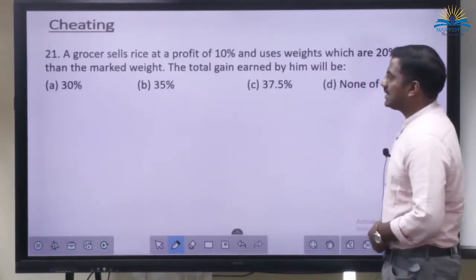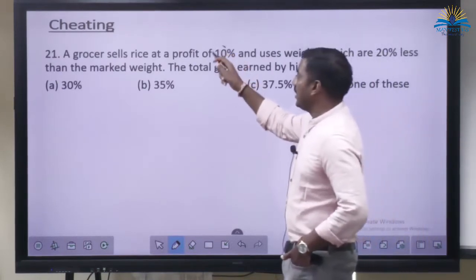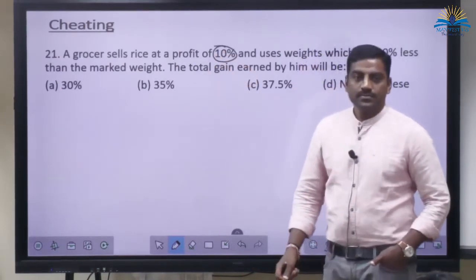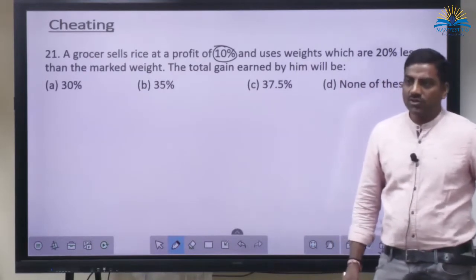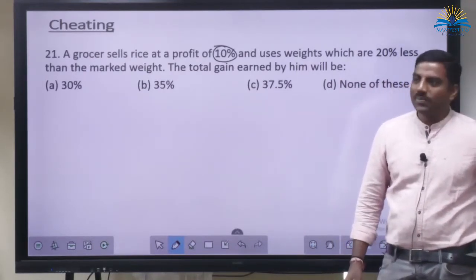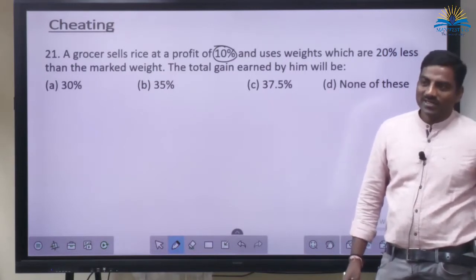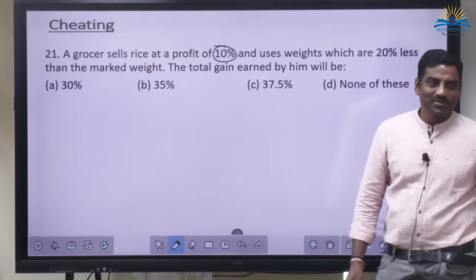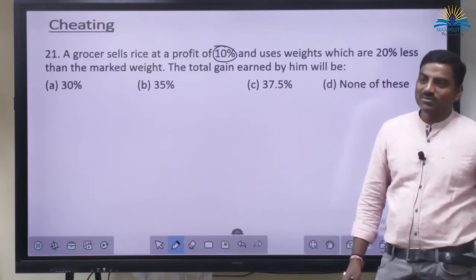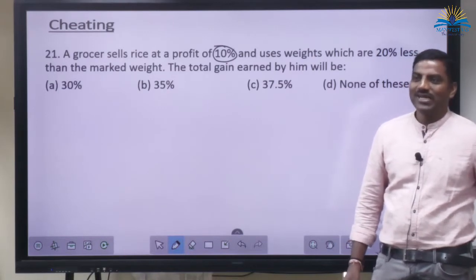A grocer sells rice at a profit of 10%. This is ethical profiteering. 10% is ethical. Yes, no? He cannot do social service. When he has a shop, he cannot do social service. No? But always as a customer, we expect the business holder to do some social service. But when we are doing some business, we understand.